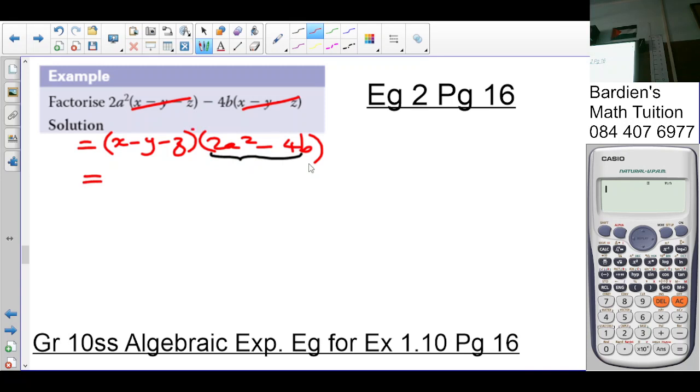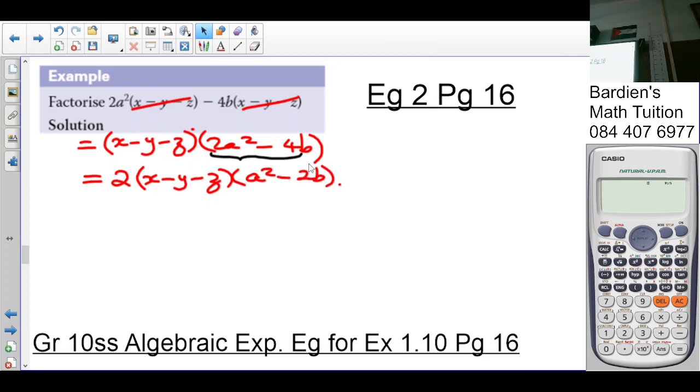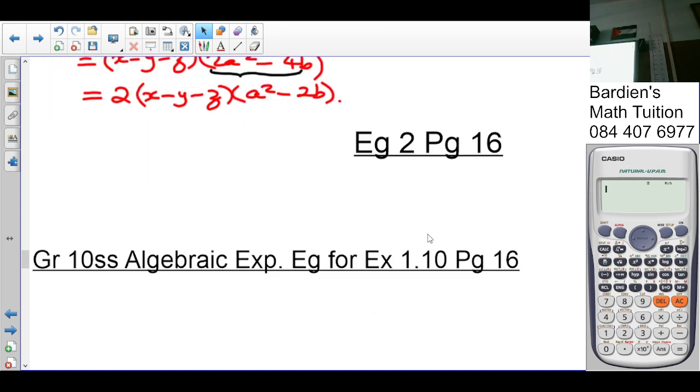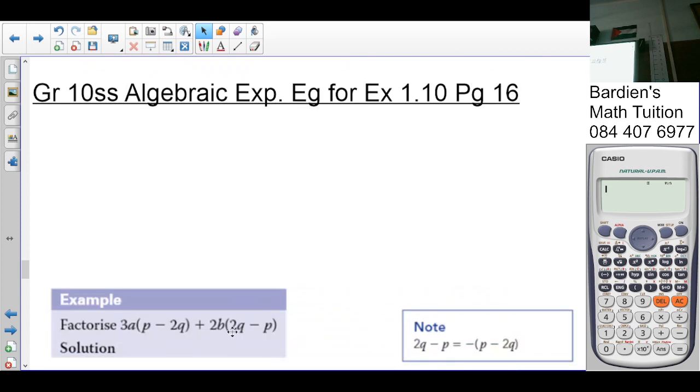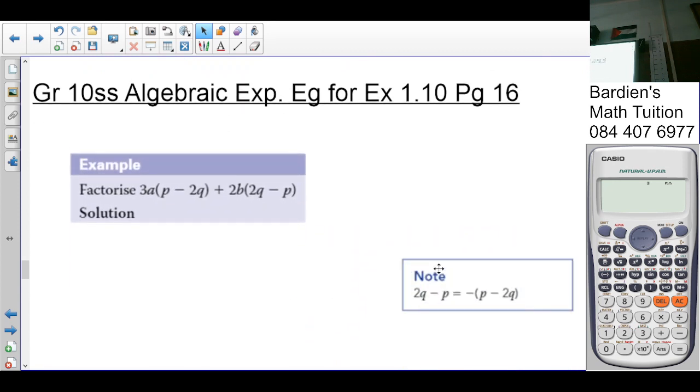Remember, we don't write the number in between. We always say 2xy. Okay, we write the coefficient first. Likewise, in this case, once we take out 2 as a common factor, it will go to the front. As the coefficient always goes to the front, we got (x minus y minus z) into 2 into (a squared minus 2b). Okay, if we multiply the brackets out again, we'll get again what is given on top. Okay. Let's look at the third example.